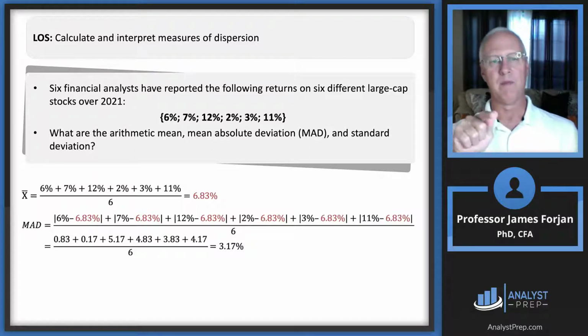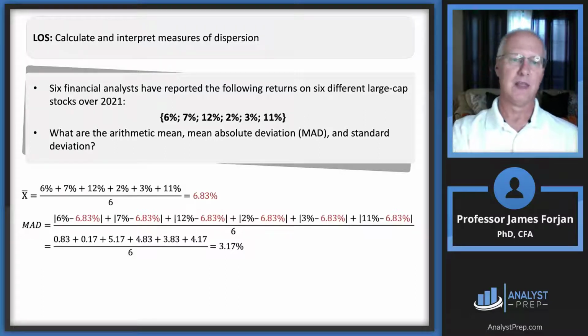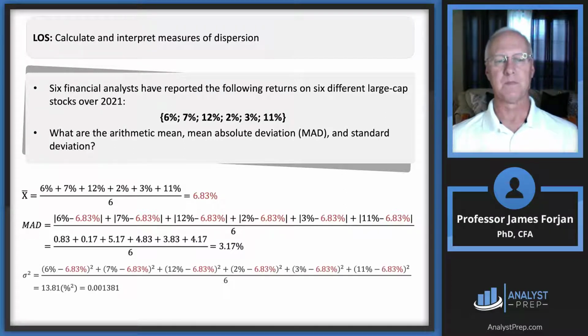So what's that point in the middle? We computed that point in the middle. It's around 7%, but that mean absolute deviation is going to be 3.17%, the mean deviation above and below. That means that we don't have 100% confidence that our arithmetic mean is exactly going to be able to describe the entire data set. And of course, what we can do then is we can compute the population variance.